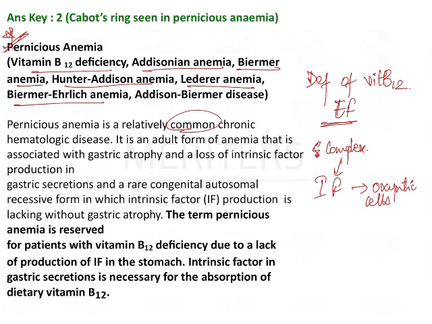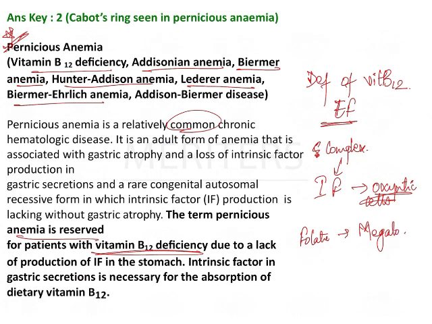So when you do not have these oxyntic cells due to, say, any disease of the stomach, the vitamin B12 will not be absorbed. In addition, in cases where a gastrectomy is done, again vitamin B12 will not be absorbed. In addition to that, if there is external deficiency of vitamin B12 itself, then again you will have this particular form of anemia. The term pernicious anemia is reserved for patients with vitamin B12 deficiency, whereas in patients who have folate deficiency, it is called megaloblastic anemia.